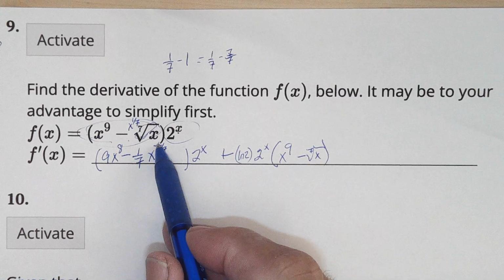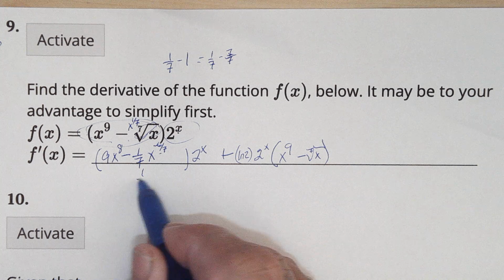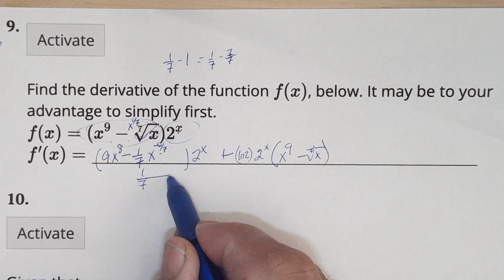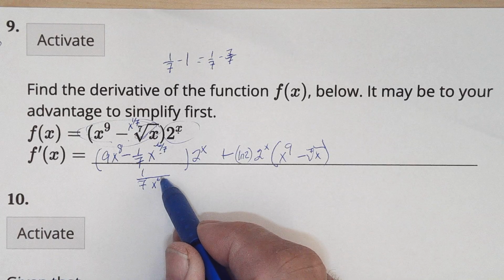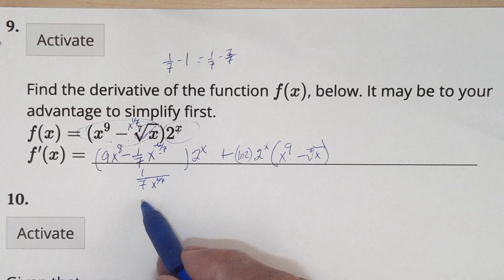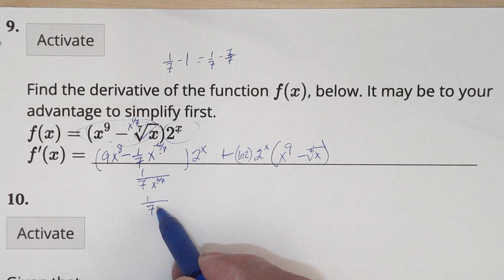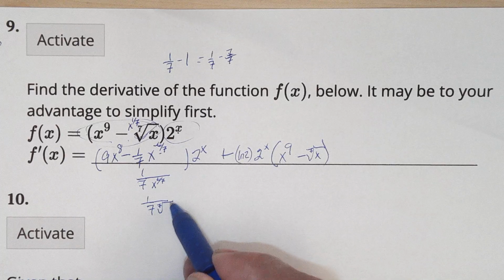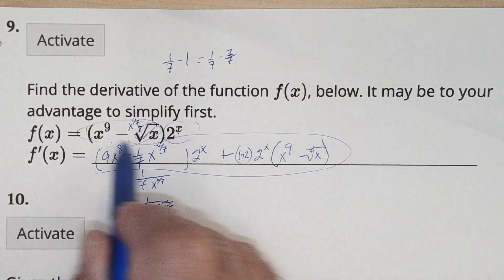You could say the negative puts this x in the denominator. This could be written as 1/7 x in the denominator to the positive 6/7. And you could even write that as 1 over 7 seventh root of x to the 6th if you want. But you don't have to. This would have been fine.